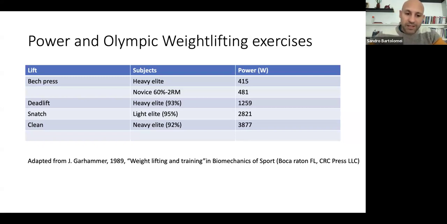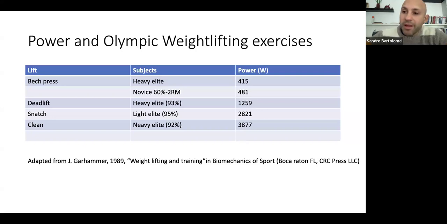What is the problem of these exercises? That the technique is sometimes difficult to perform in a correct way, and especially for some areas of the body, the exercises may be quite traumatic, and some injuries may happen, especially in the shoulder and elbow, because of course almost all the strength and power athletes are strong in the back extensor muscles, so they may have no problem in performing a snatch or clean and jerk.